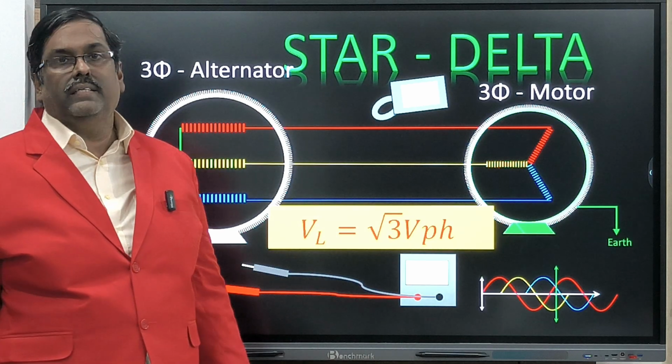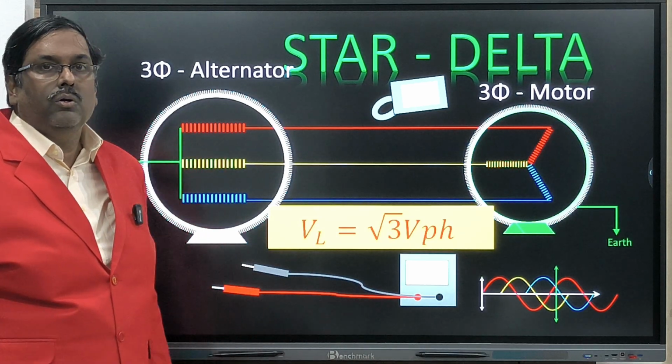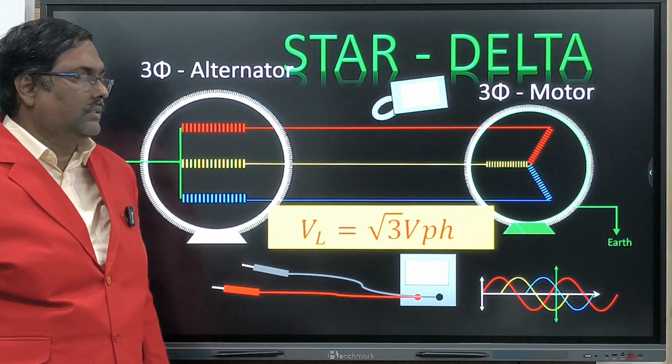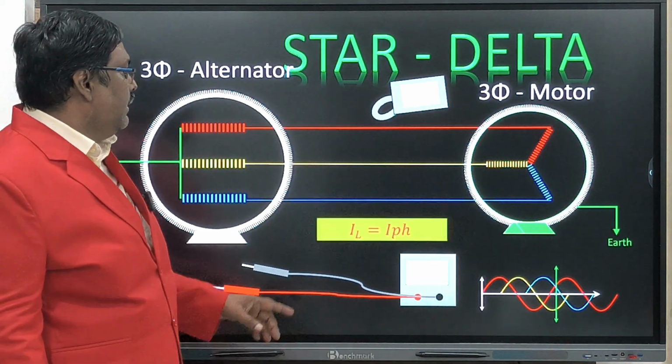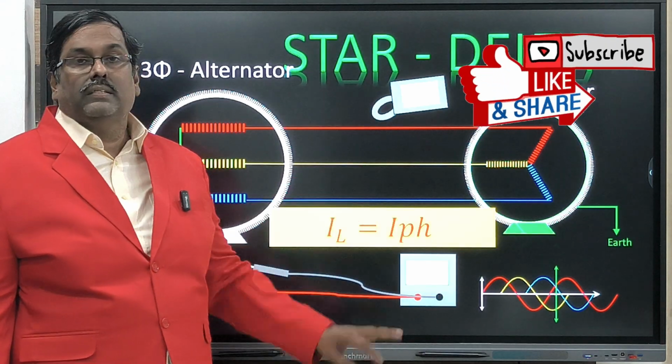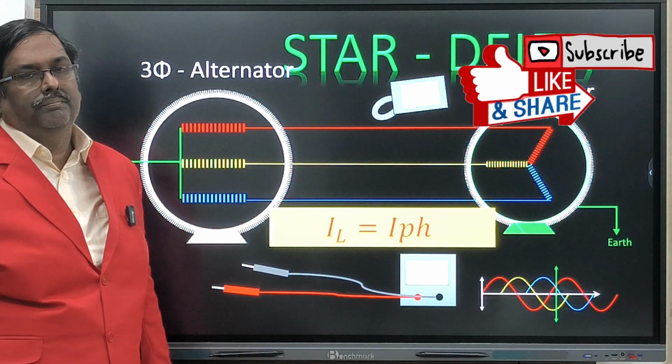So it is a series connection. In a series connection, voltage will divide, but current will not divide; the same current only will pass. So the current will be the same. Line current and phase current will be the same in the star connection. This you have to understand.